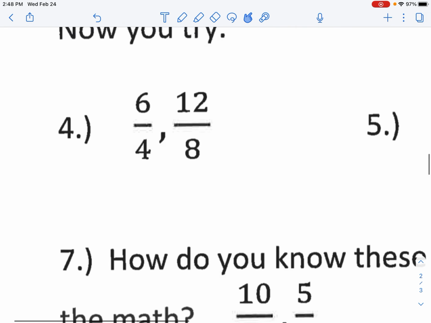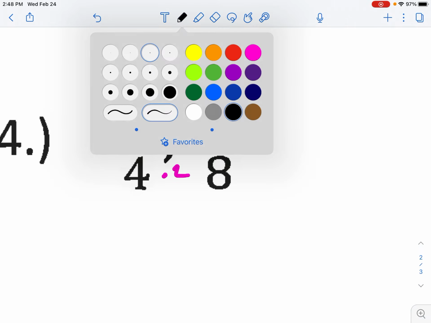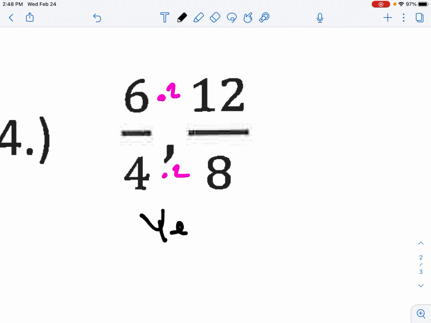All right, so we can either reduce, find a common multiplier, or use cross products. This looks like one that would be real simple to use a common multiplier. So I know that 6 times 2 is 12. Is 4 times 2 8? Yes. On your practice page in Big Ideas, when you submit that, you have to show me that you've either found a common multiplier, reduced both to lowest terms, or done cross products.